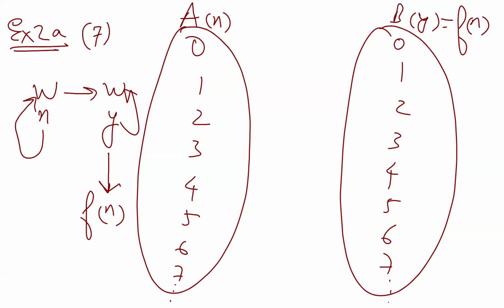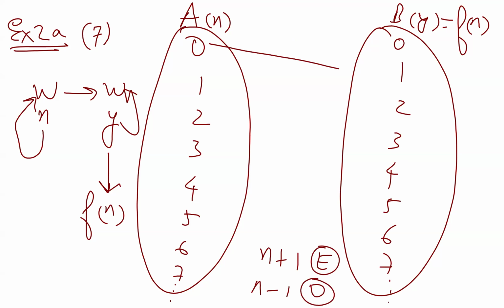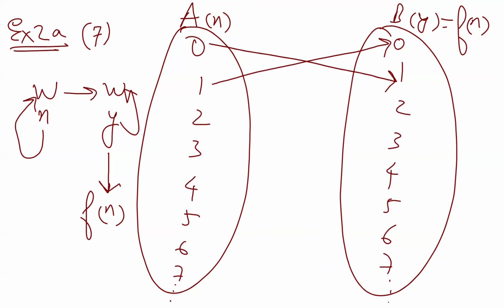Now, the first value of N is 0. So 0 being even, we use N plus 1. This is for even, and N minus 1 is for odd. So 0 plus 1 is 1, so 0 is mapped to 1. Now when N is 1, N is odd, so 1 minus 1 is 0. Use the odd function. I hope you are getting it.